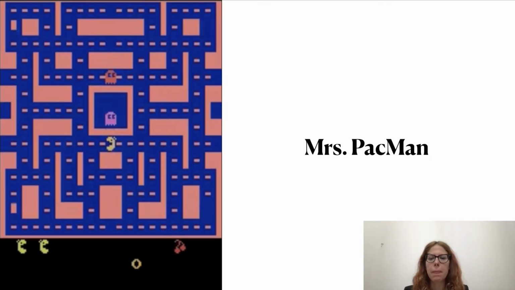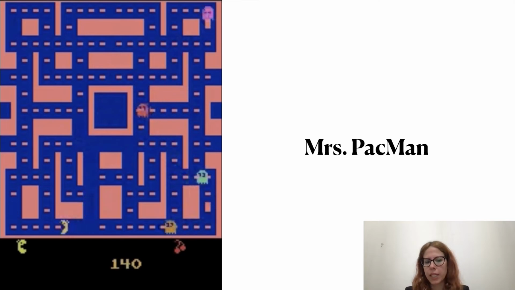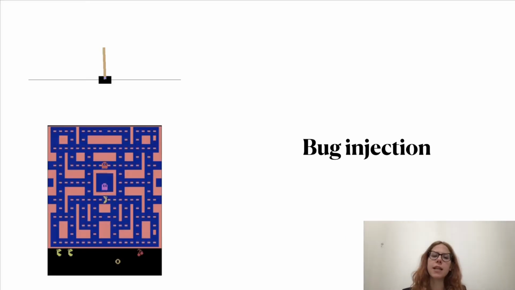If the pole is not stable, it can fall, and in this case, the player loses the game. The second game we selected is Ms. Pac-Man. In this game, as I think you all know, the player is the yellow circle, and its goal is to hit all the dots in the map without being eaten by the ghosts. Now, as I said, in this kind of games we do not expect real performance issues. So what we did was to inject some artificial bugs.